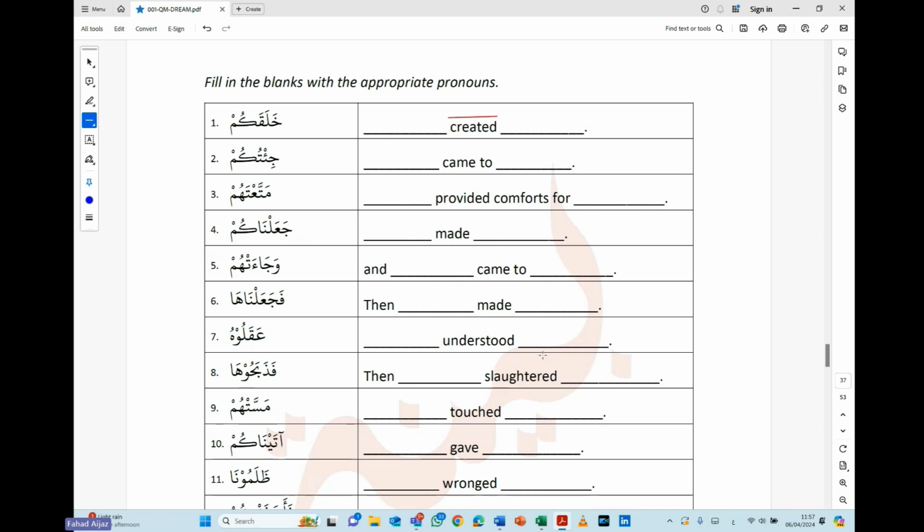Any questions? Shoot them on WhatsApp. I'm right there, just one message away. I'll help you. Okay. Any questions for now? All good?